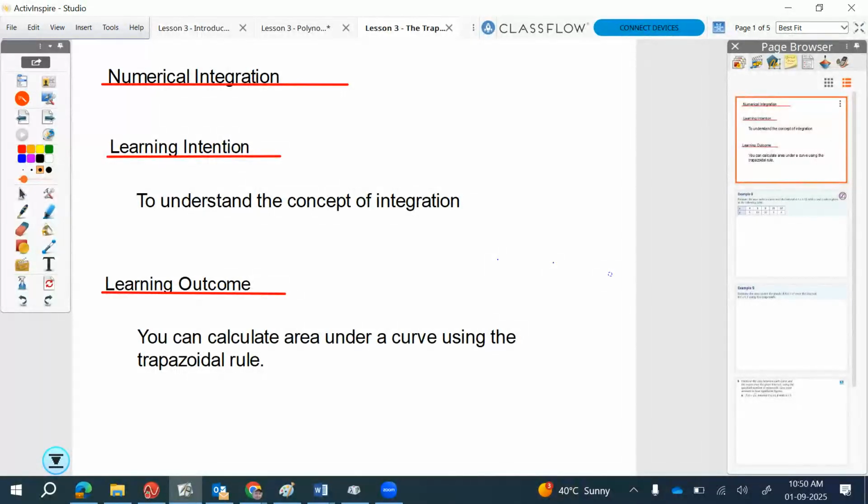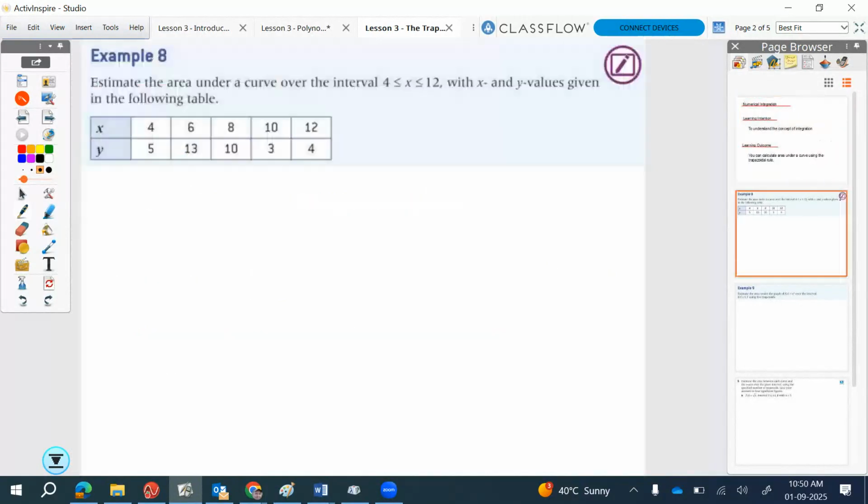Today we're going to look at numerical integration, and particularly we're going to be looking at the trapezoidal rule. So first off, we're going to build up and explain the concept that's going on here. Our problem is that we need to estimate the area under a curve over an interval from 4 to 12. And we are given this table of values, so we're not really given too much.